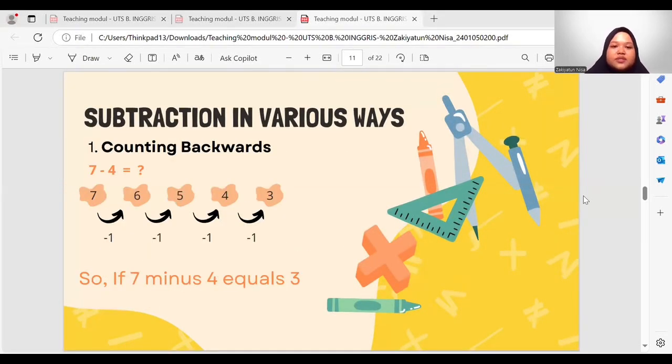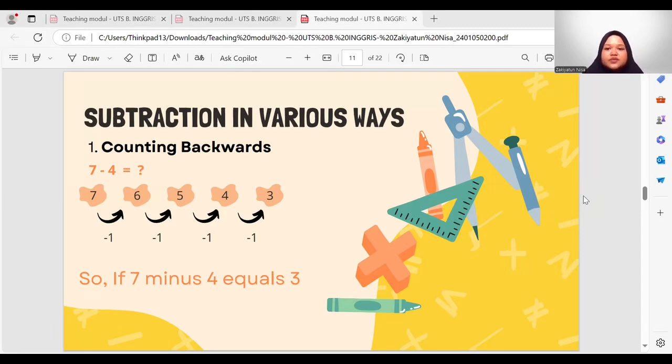Okay, we will discuss the first part of subtraction material, which is about counting backwards. Example problem: 7 minus 4. Let's go together using the countdown method. So we will make 5 boxes first. The first box we will fill with the number 7.